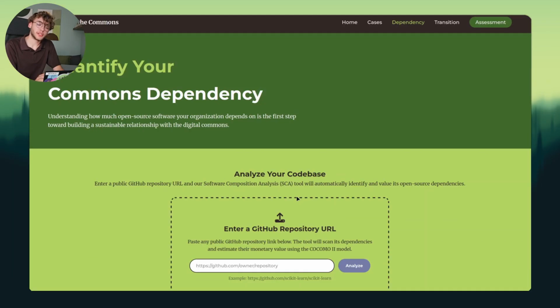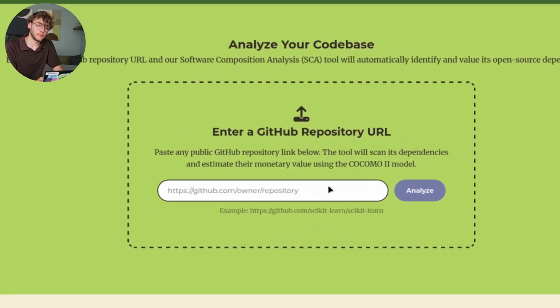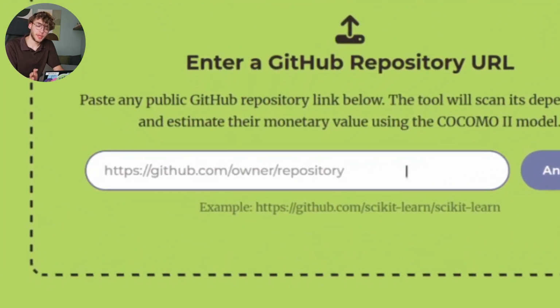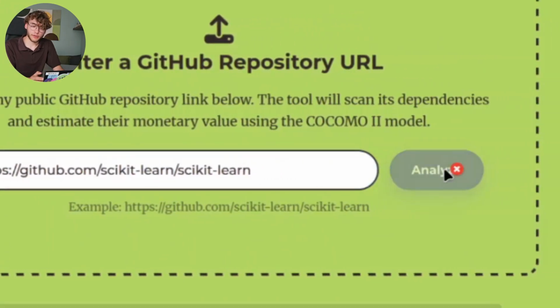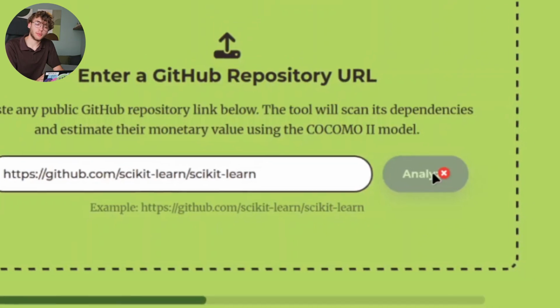Realizing the current dependency on open source could be the first step in moving to a more open model. On this page, we built a software composition analysis tool. From a user perspective, they simply paste a public GitHub repository link and click the button. However, the backend process does a little more.